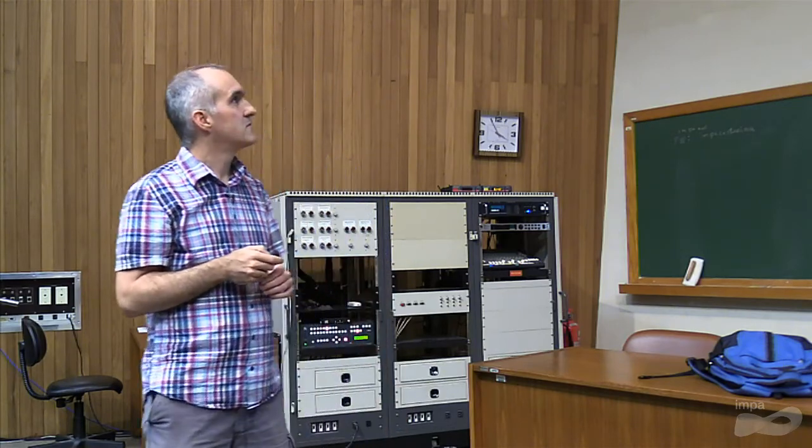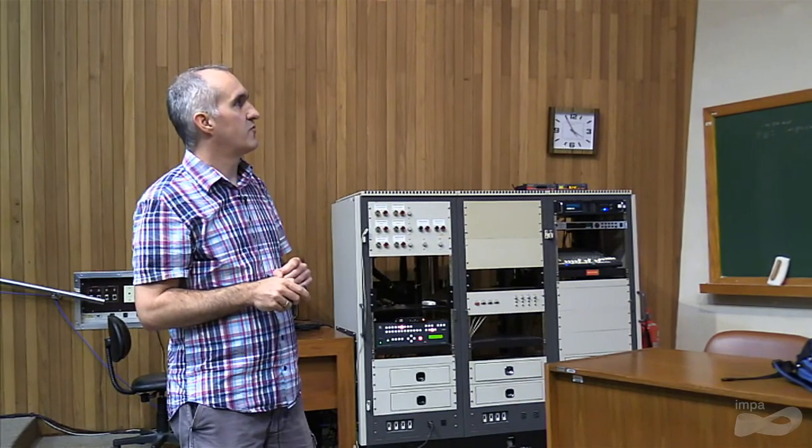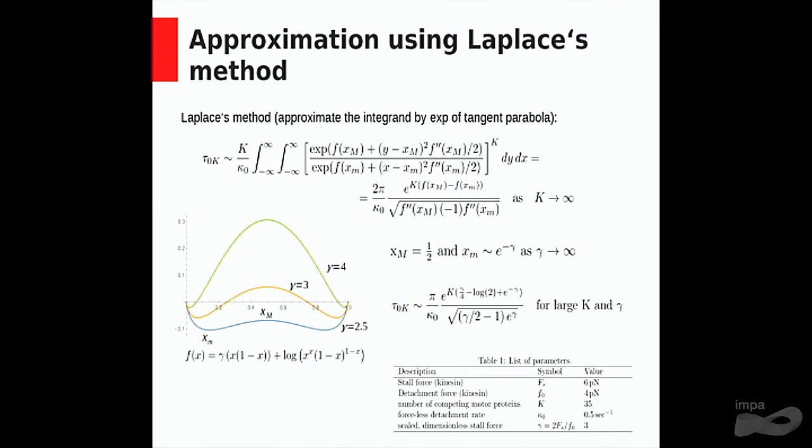So what's the difference between X capital M and X small m? X capital M is my notation for the position of the maximum of this function, which is always 1/2, and X small m is my notation for the position of the minimum, so either here, there, or here.